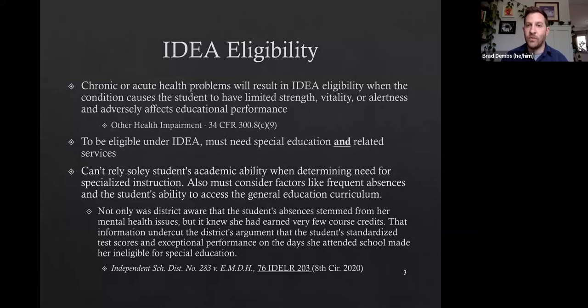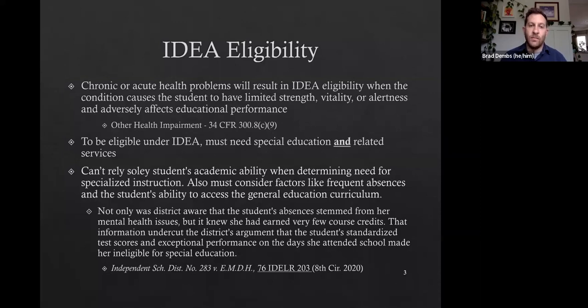problem that results in IDEA eligibility when the condition causes the student to have limited strength, vitality, or alertness, and when those things adversely affect educational performance. So you need to have both. And you need to require special education, meaning instruction, and also related services.